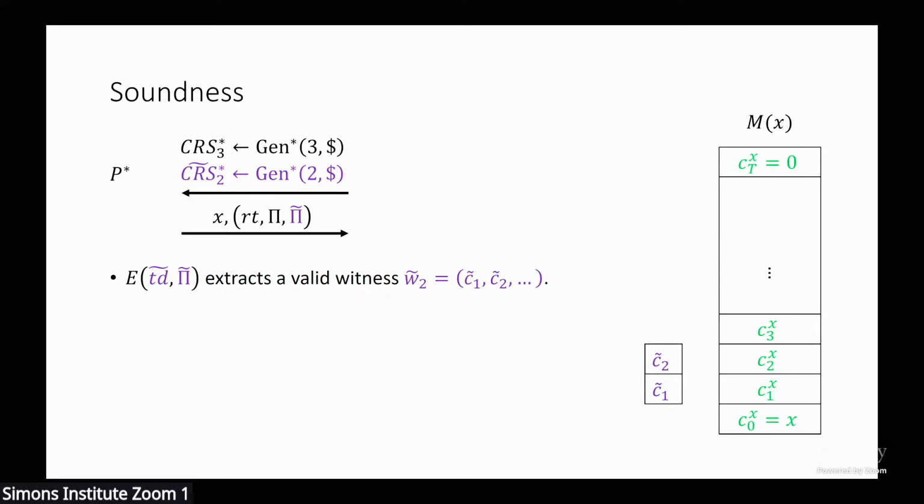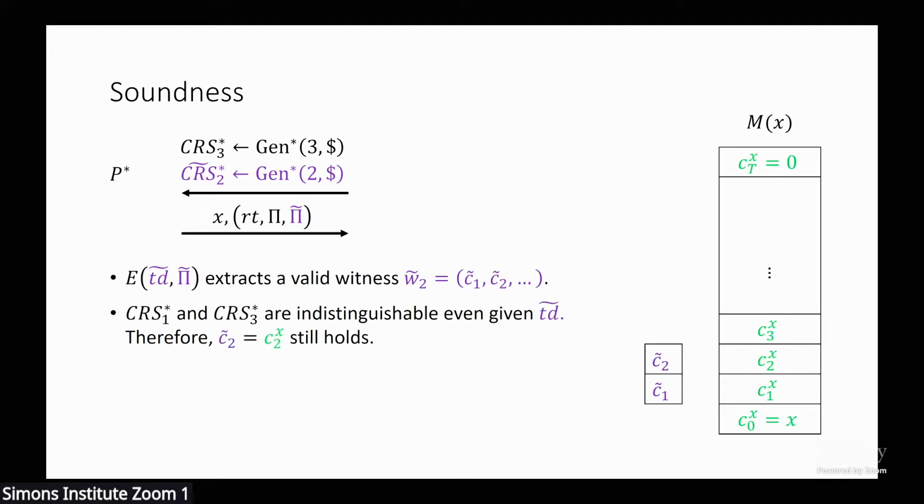And since we only changed the first CRS, now we can use the CRS indistinguishability for the first CRS and argue that these extracted configurations are indistinguishable in these two experiments. So if they were correct before, they have to be correct now. If they stop being correct, then we can use this to break the CRS indistinguishability of the first CRS. Okay, so now we have two correct configurations.